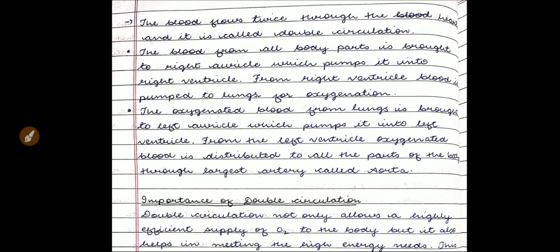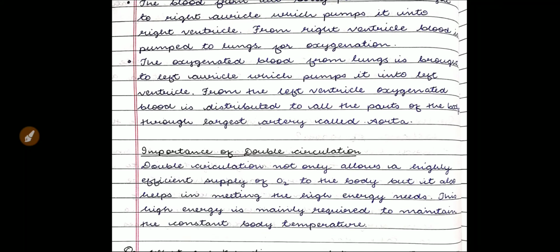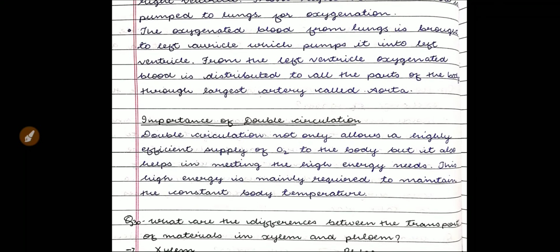The blood flows twice through the heart and it is called double circulation. The blood from all body parts is brought to the right auricle which pumps it into the right ventricle. From the right ventricle, blood is pumped to the lungs for oxygenation. The oxygenated blood from the lungs is brought to the left auricle which pumps it into the left ventricle. From the left ventricle, oxygenated blood is distributed to all parts of the body through the largest artery called aorta.